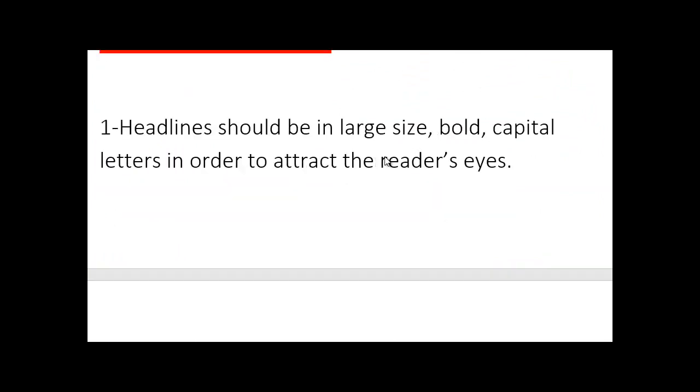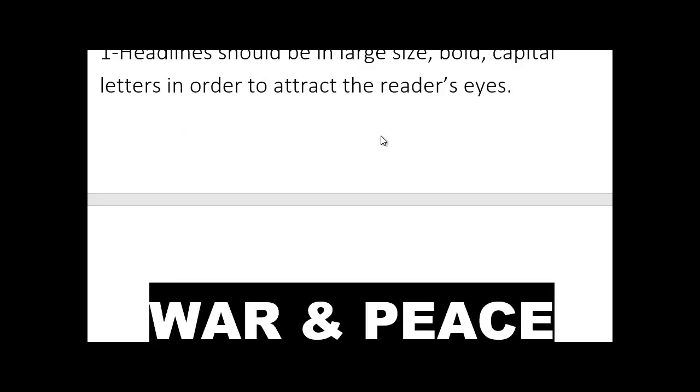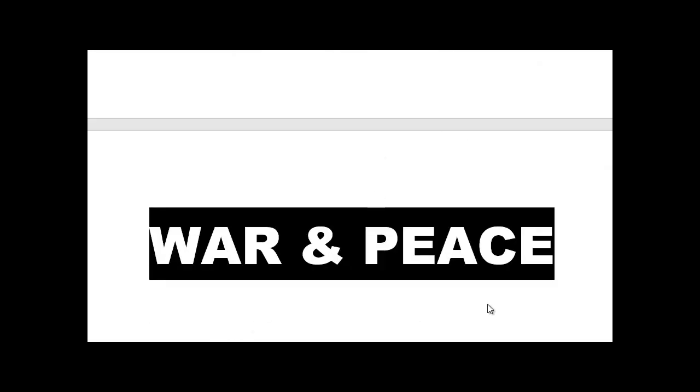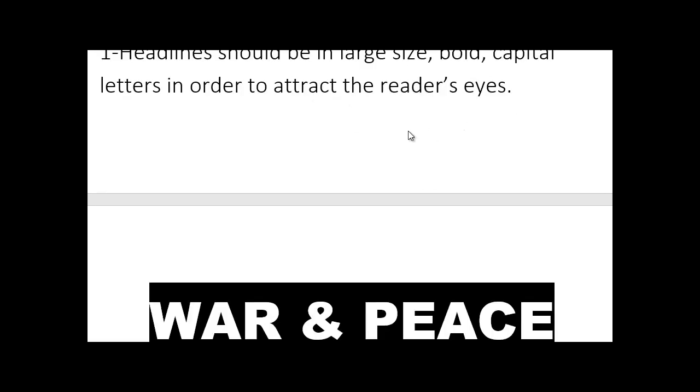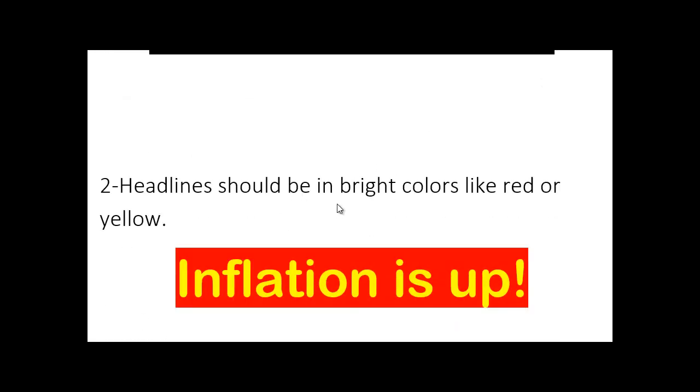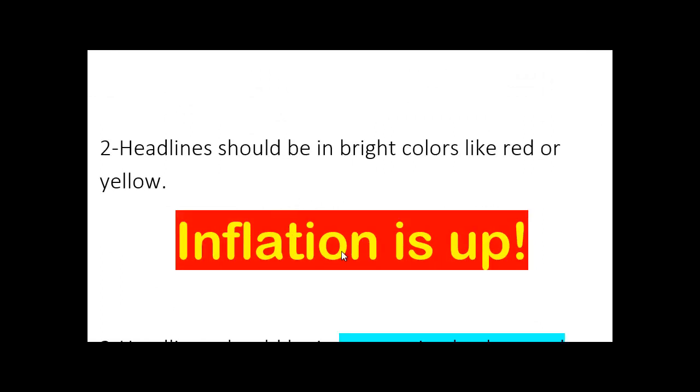Number one, a headline should be in large size letters, bold and capital letters, in order to attract the reader's eyes. Example: war and peace. You can see, big, large size, bold, capital letters. It should also be bright colors like red or yellow. Look at these McDonald's colors. Inflation is up, and it's in yellow and red.